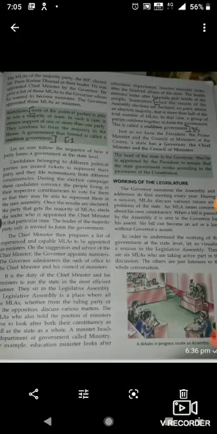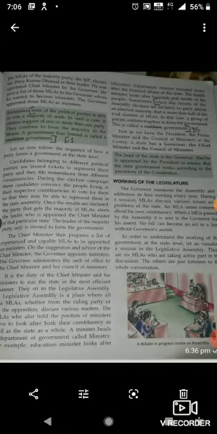Let us now follow the sequence of how a party forms a government at the state level. Candidates belonging to different political parties are issued tickets to represent their party, and they file nominations from different constituencies. During the election campaign, these candidates convince the people living in their respective constituencies to vote for them so that they may be able to represent them in the state assembly.